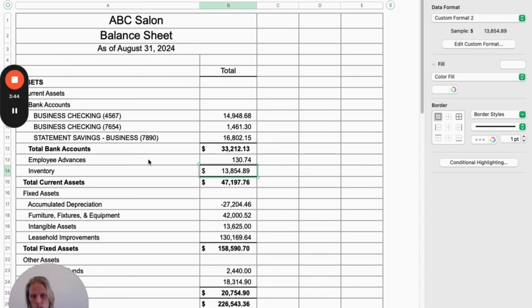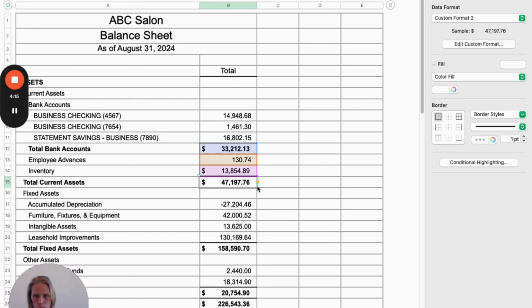And if that's confusing to you, we will do future videos just on inventory because this is such an important topic and also a pretty complex one. And of course, you can always reach out to us if you have questions or want help. So in this case, when we take their bank accounts, the little employee advance, and their inventory, ABC Salon has total current assets of $47,197.76.